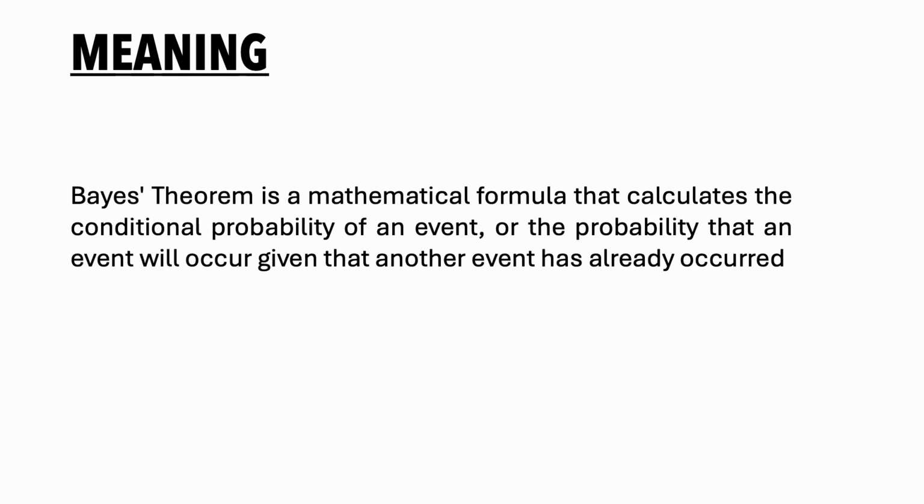So what exactly is Bayes' theorem? Bayes' theorem is a mathematical formula that calculates the conditional probability of an event, or the probability that an event will occur given that another event has already occurred. This explanation is from Google search and you can find it there too. But what exactly is Bayes' theorem? Let's understand this with the help of an example.